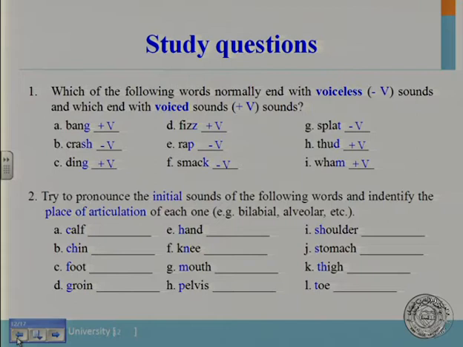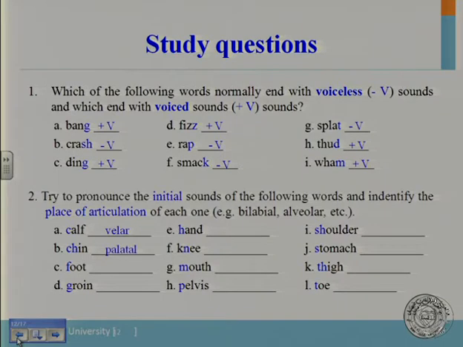I'll do the first one for you. As a sound, k is called velar. Okay, the second one, we have ch as in chin. What is the place of articulation of the sound ch? Ch, ch, ch. It's palatal. Good.